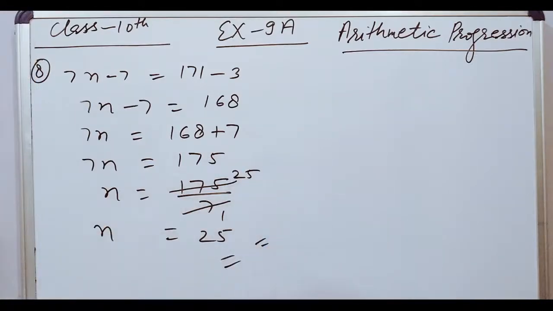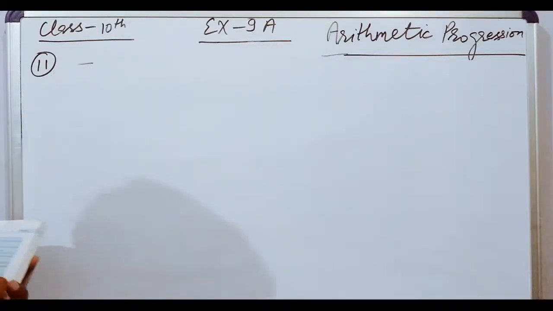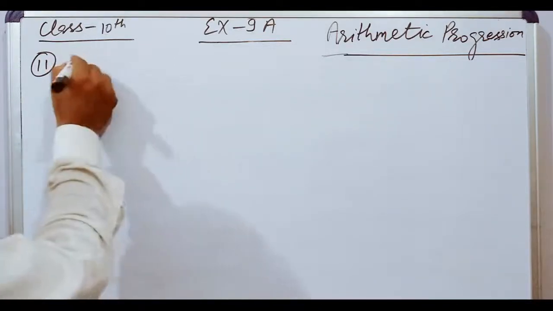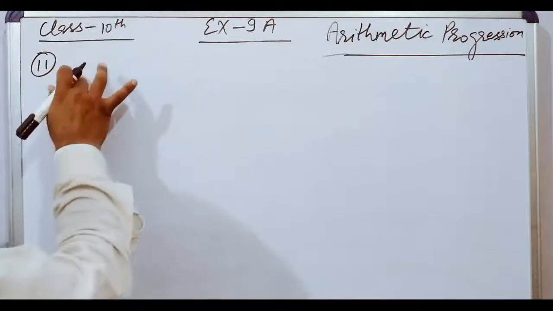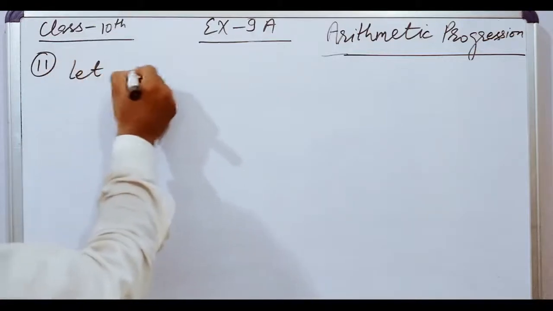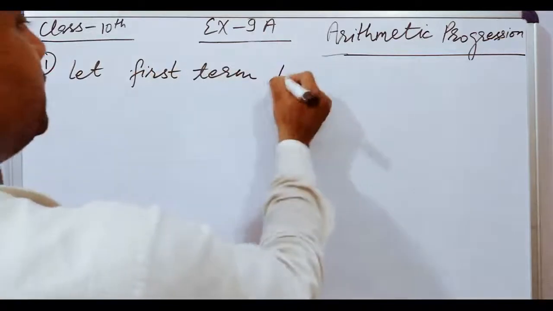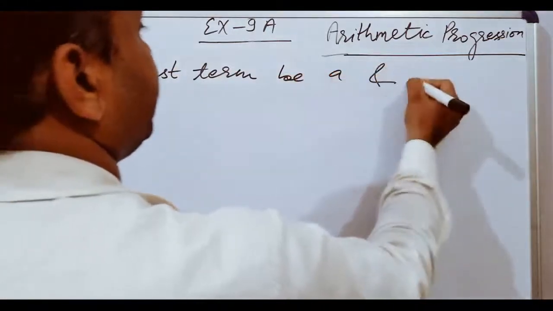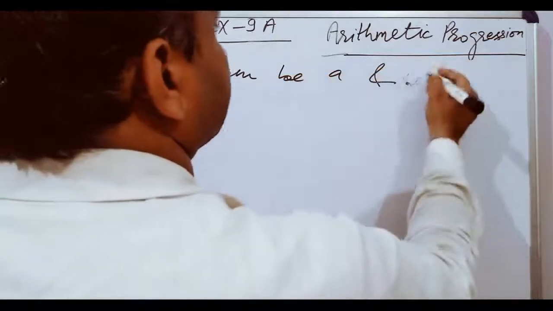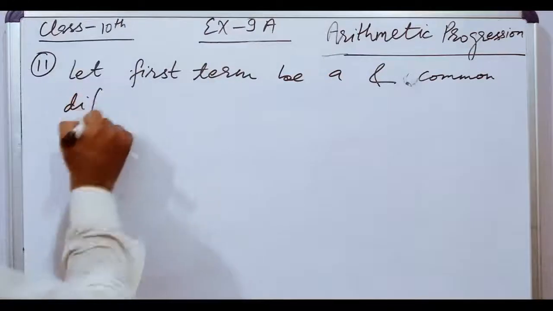Okay, and the fourth term of an AP is 11. The sum of the fifth and seventh terms of the AP is 34. Find the common difference. First, the fourth term is 11. Then let the first term be A and the common difference be D.